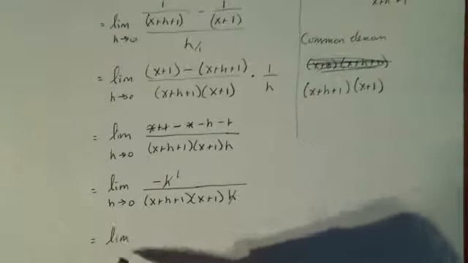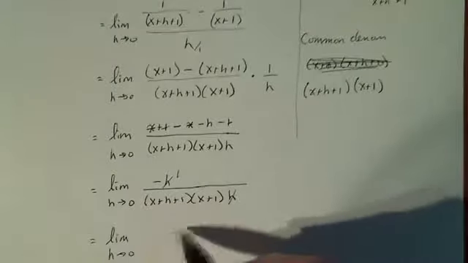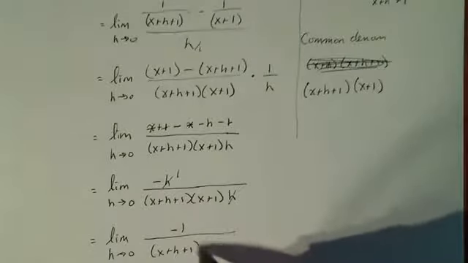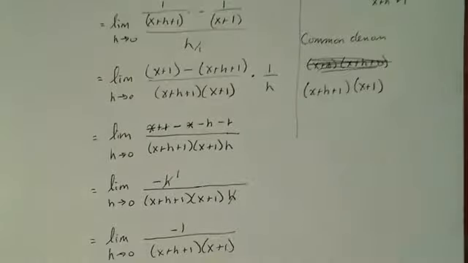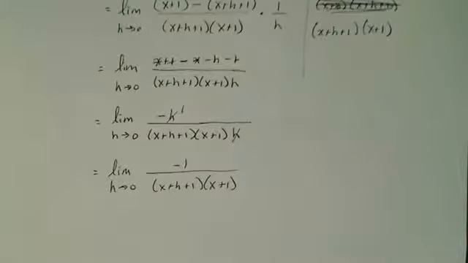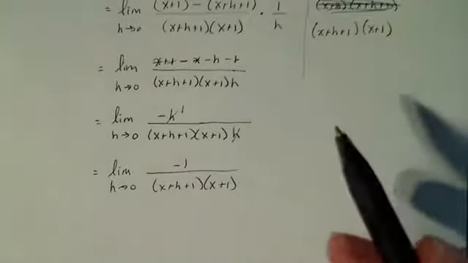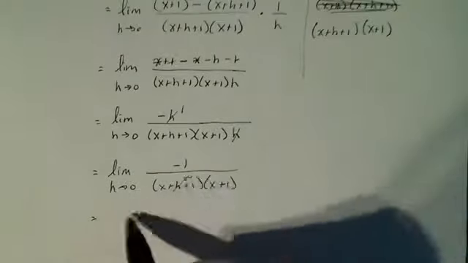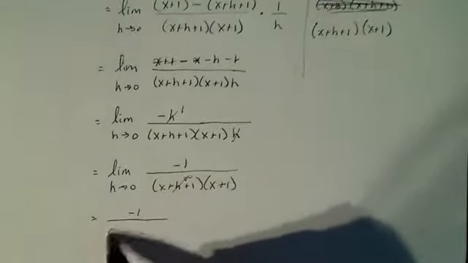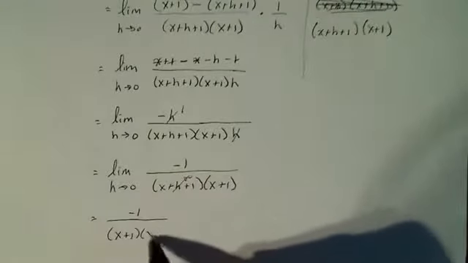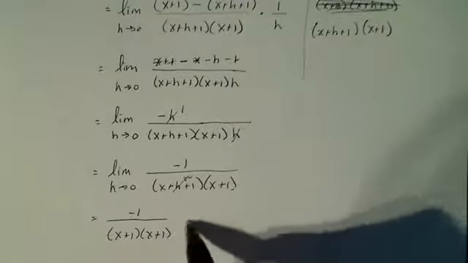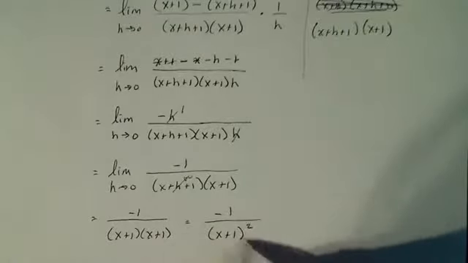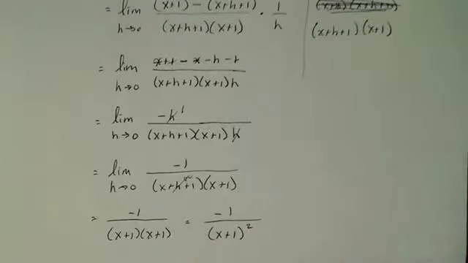So the limit as h goes to 0 of minus 1 divided by x plus h plus 1 times x plus 1. Now I think if I plug in 0 for h, I get my derivative. So I plug in 0 for h, this guy goes to 0, so I'm left with minus 1 divided by x plus 1 times x plus 1, which can be simplified as minus 1 over x plus 1 squared. Please don't multiply that out. Factor it, leave it. And that's it for this problem.